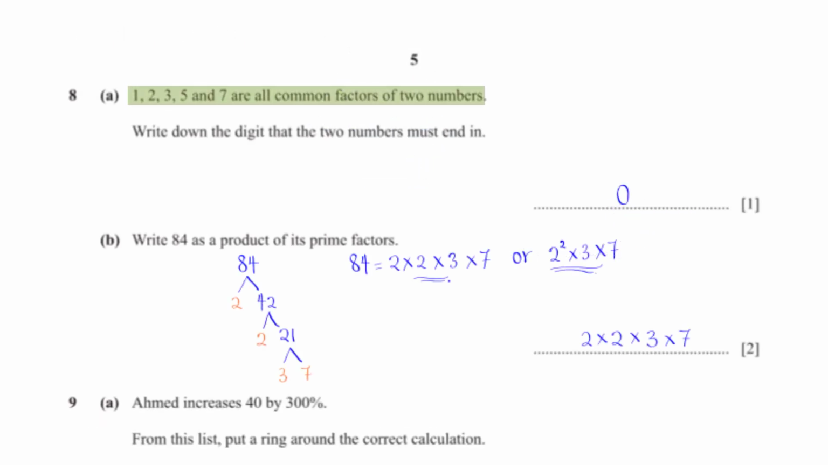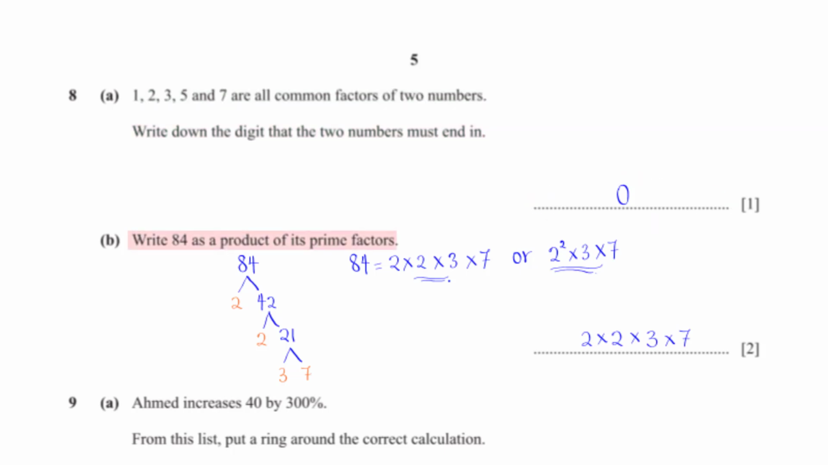1, 2, 3, 5, and 7 are all common factors of two numbers. Write down the digits that the two numbers must end in. So to find this number, all we need to do is find the product of 1, 2, 3, 5, and 7. And when we do this, we get 210. And so this means that the two numbers must end in 0.